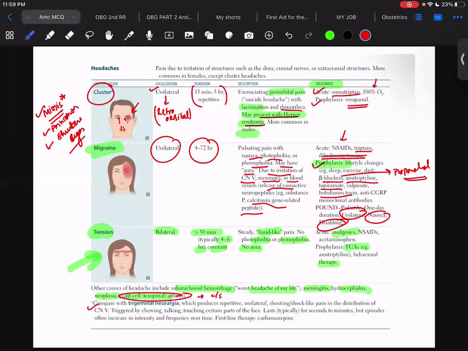Compare with trigeminal neuralgia, which produces a repetitive unilateral shooting, shock-like pain in the distribution of cranial nerve 5, triggered by chewing, talking, touching certain parts of the face, and it lasts typically for seconds to minutes, but episodes increase in intensity and frequency over time. First line treatment is carbamazepine. Very, very important for your exam.